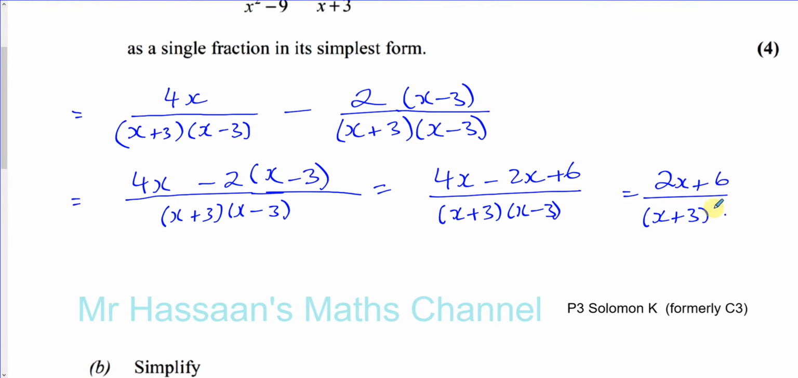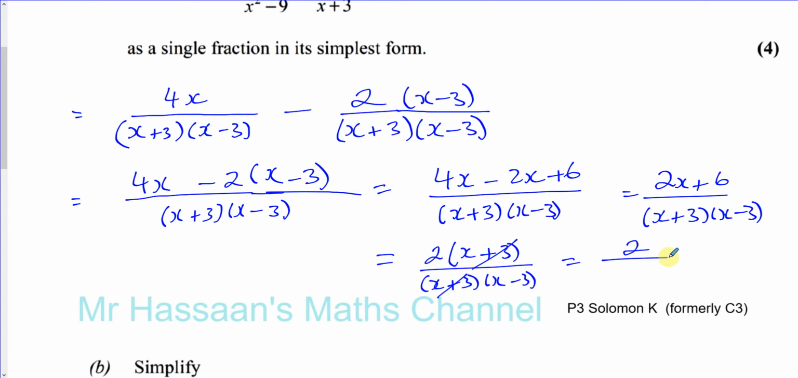because you'll notice in the next step, you can take out 2 as a common factor, and you have 2 times x plus 3 over x plus 3, x minus 3. And the x plus 3's will cancel out. So you're left in the end with 2 over x minus 3. Okay, so always leave it in its factorized form until the last step in case you find a common factor.